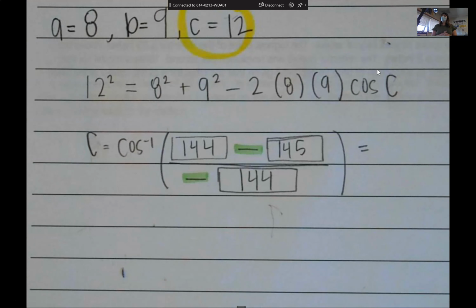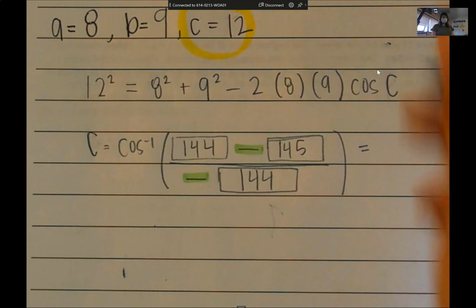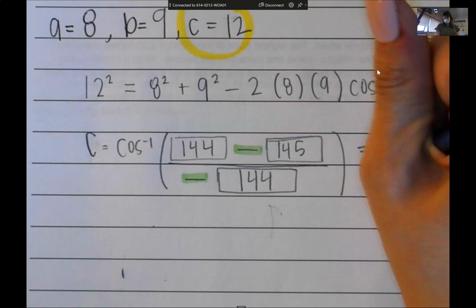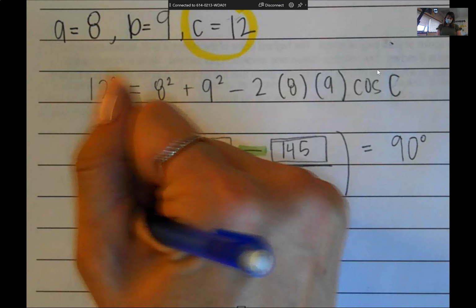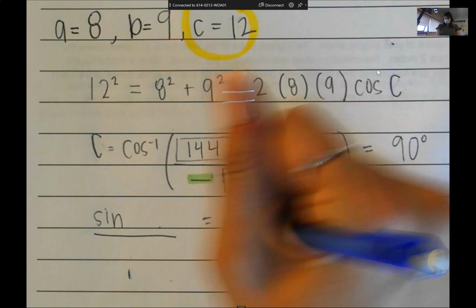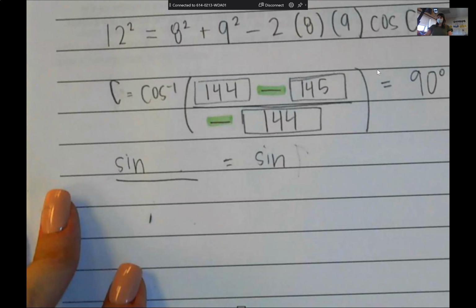Okay, I have 144 minus 145 all over negative 144. Those are all like the same number. Did you guys already plug that in? Okay, I got 90. Is that what you guys got? Yes? Okay, so next up you do law of sines. So see if you can set that up in 20 seconds. Seems like most of you guys are moving pretty fast. Remember, you find the smallest side next.